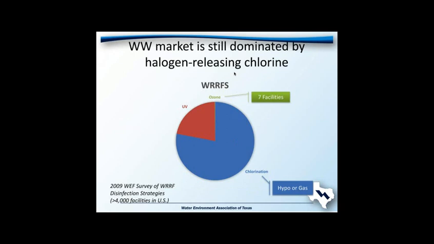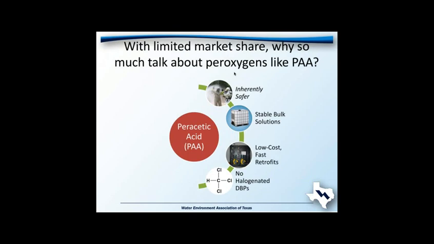Wastewater treatment at the national scale across the United States is certainly dominated by chlorination, although we've seen the rise of UV disinfection. About a quarter of the wastewater treatment plants are using UV as a disinfectant, and a very few are using ozone. You can see the market is still dominated by the halogen-based chlorine disinfectants.